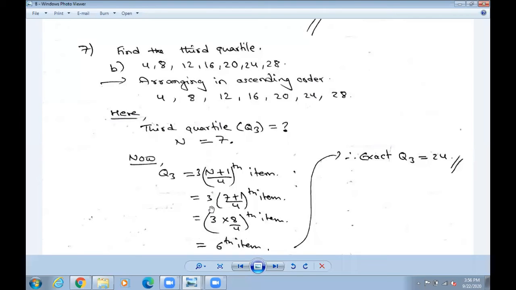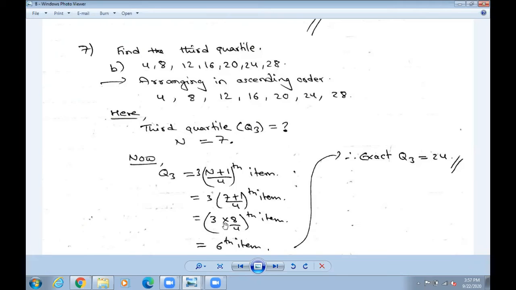N equals 7, Q3 equals the 3n plus 1 by 4 th item, and it's a 3. So what is the value of n? N means 7. Because how many numbers are there? 1, 2, 3, 4, 5, 6, 7. So we need to count the numbers. That is n. N means 7. How many numbers? 7 numbers.